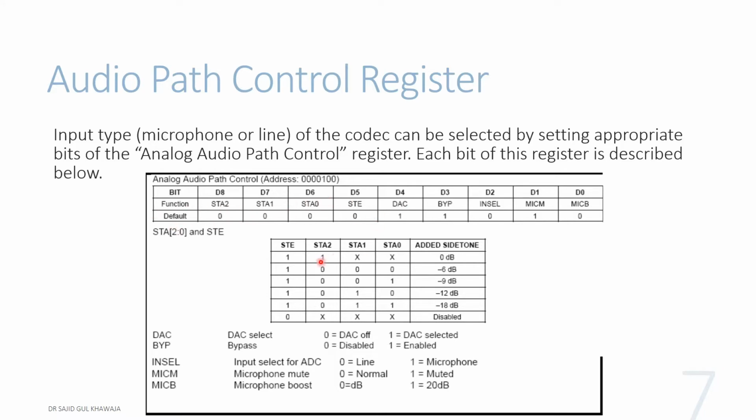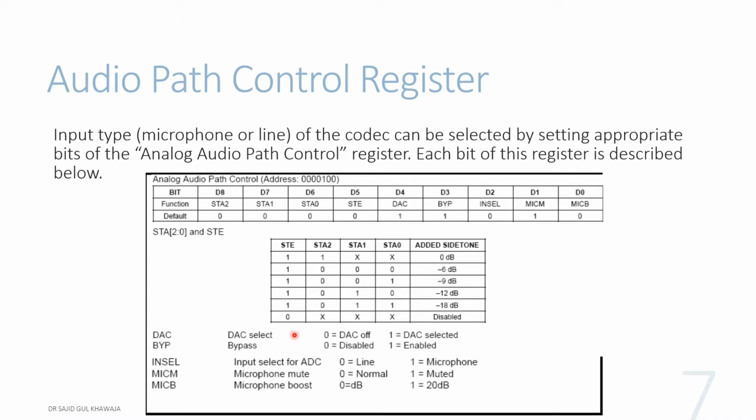These 4 bits are used to add a side tone to the signal. I won't be talking about the details because it can be easily read from this table which combination will add what kind of a side tone to the signal. All we need to consider is the last option, that is if we set bit number 6 that corresponds to STE to 0, no side tone will be added.